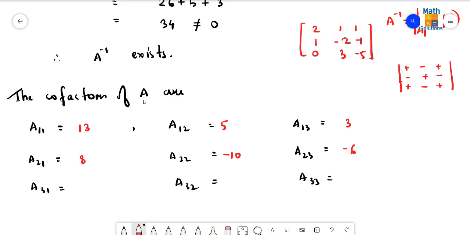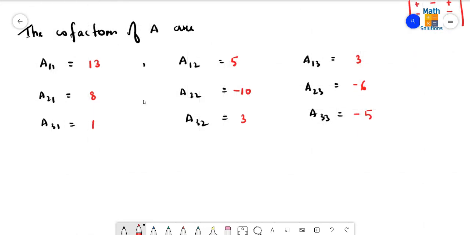Then A31 will be minus 1 plus 2, so it is 1 ultimately. Then for A32 it is minus 2 minus 1, so ultimately it is positive 3. Then A33, for the last one, it will be 4 minus 1, so it is minus 5. So these are the cofactors of matrix A.